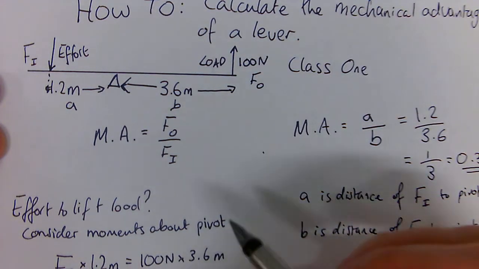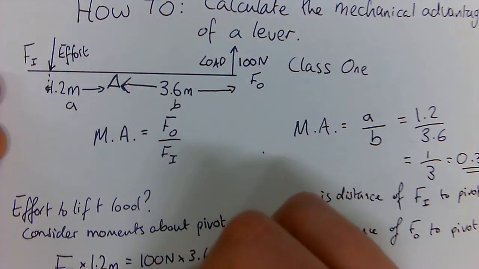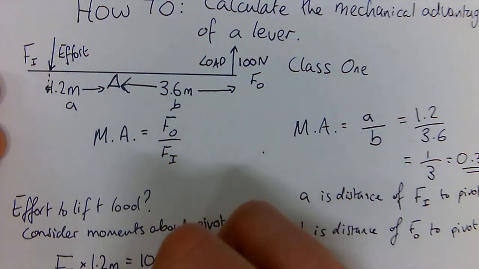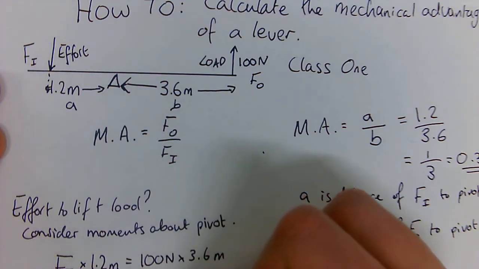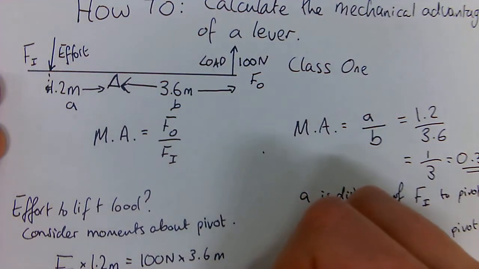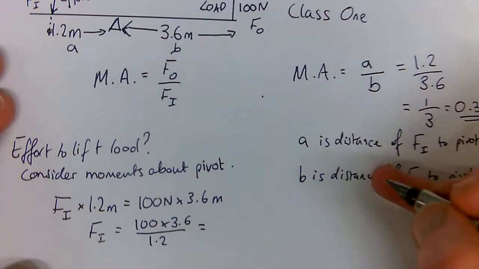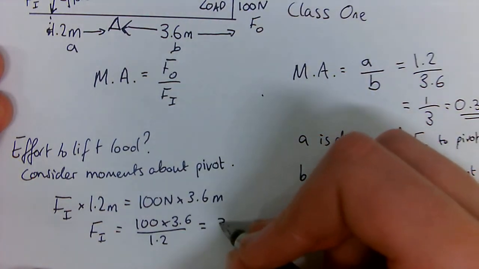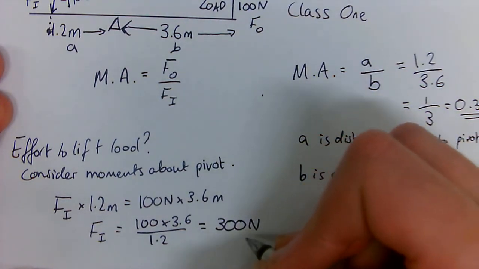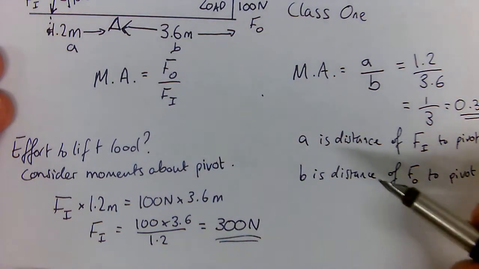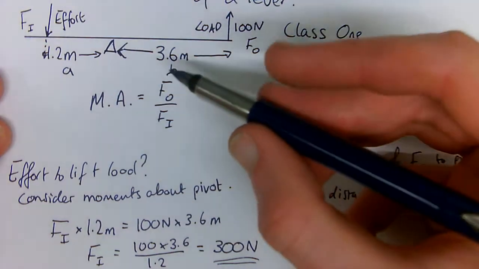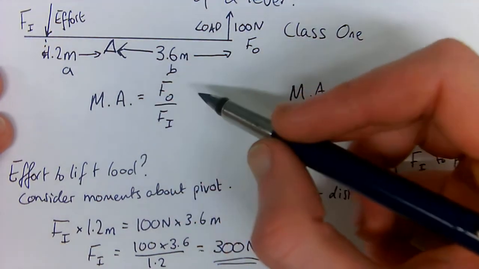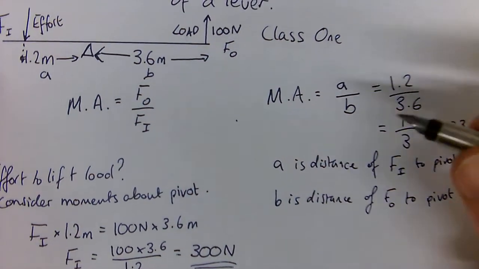So for these to be equal, we're going to rearrange this. So that would give us F in equal to 100 times 3.6 over 1.2. And if we put that into a calculator, we would find that that is 300 newtons. That tells us that we would have to put in 300 newtons of force to lift our load. So we can go back to our mechanical advantage and see if this gives us the same number.